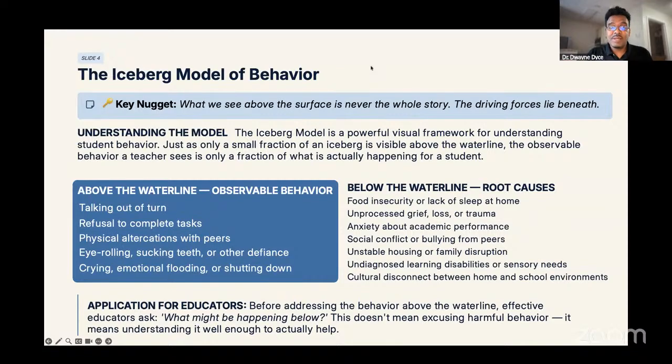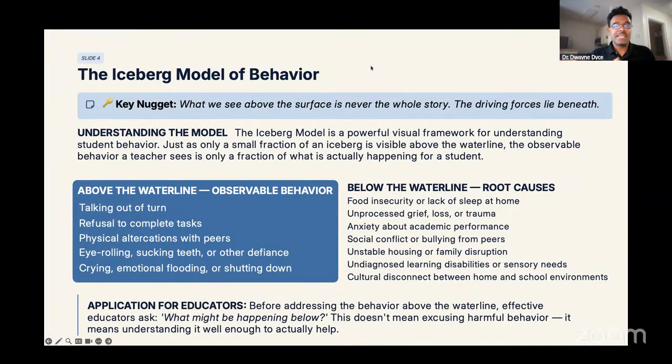How do we understand this model? The iceberg model is a powerful visual framework for understanding student behavior. Just as only a small fraction of an iceberg is visible above the waterline in the ocean, the observable behavior a teacher could see is only a fraction of what is actually happening for the student. So we need to go below that and ask ourselves the questions. Above the waterline, these are things that we see. We don't know what's happening.